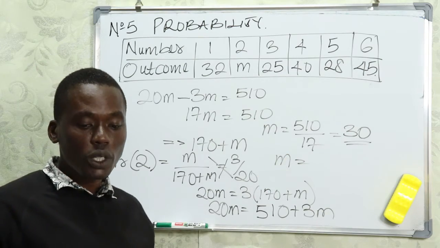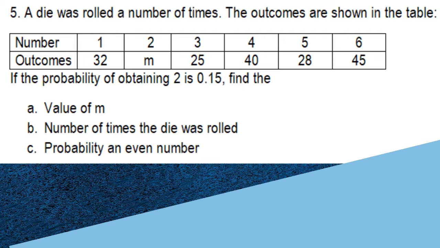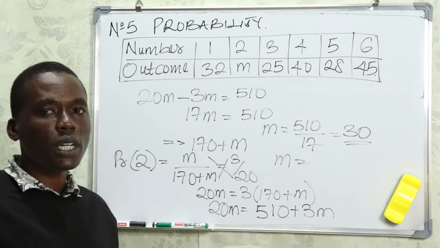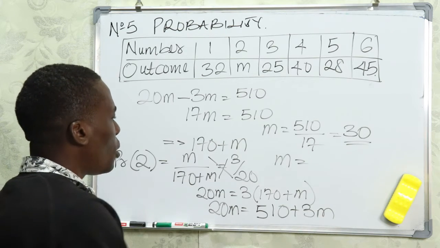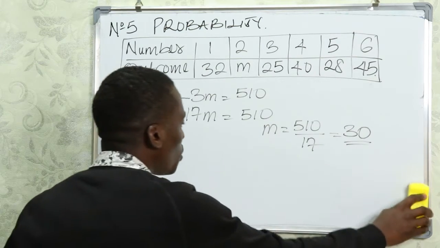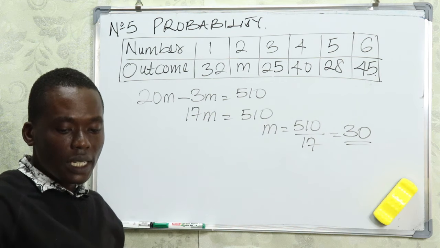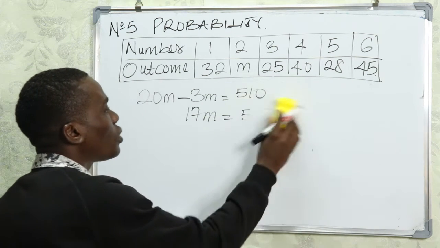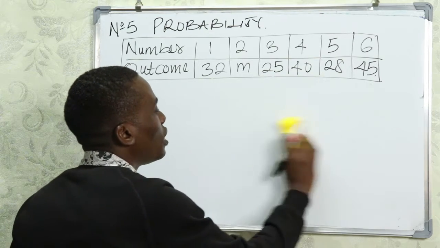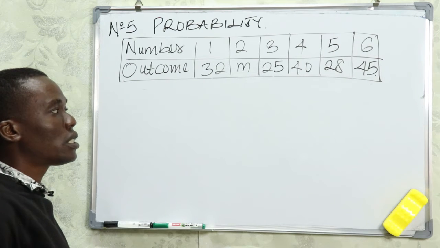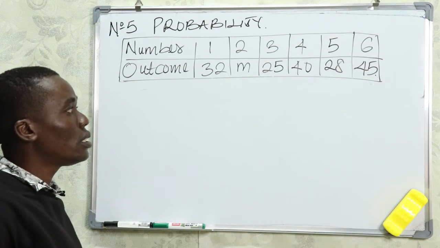So the next question, B, says find the number of times the die was rolled. Now they say you should find the number of times the die was rolled. Now remember, for us to find the number of times the die was rolled, we need to look at the total outcome.